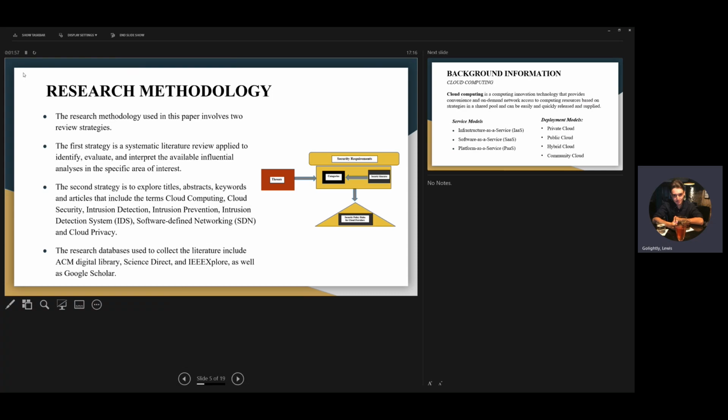The second strategy is to explore titles, abstracts, keywords, and articles that include the terms cloud computing, cloud security, intrusion detection, intrusion prevention, intrusion detection systems, software-defined networking, and cloud privacy. So the research databases used to collect the literature include ACM Digital Library, Science Direct, and IEEE Explore, as well as Google Scholar.